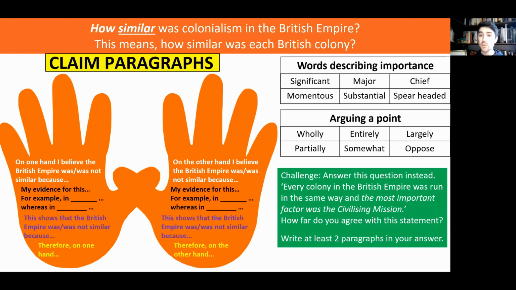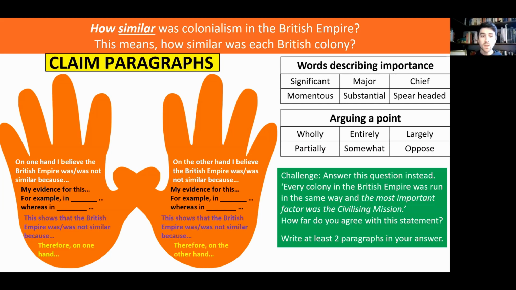Now, I'm going to introduce you to a new way of writing. We're still going to write in claim paragraphs, claim, evidence, explain, therefore, but a reminder that you need to include as much evidence as you can in those paragraphs. But we're going to think about a different way of answering them, because we might here want to give a 2-sided answer in our 2 paragraphs that you're going to write for your health check.